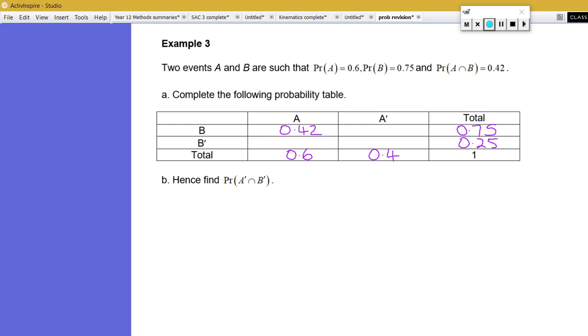Everything should fill in. So from 0.42 to 0.6 is 0.18. And we know from 0.18 to 0.25 is 0.07. And this one must be 0.33. So I've just done some decimals work to fill in those missing cells. And now we're looking for the probability of not in A intersecting with not in B. So that is this cell just here. So we can answer the question. We say that the probability is 0.07.